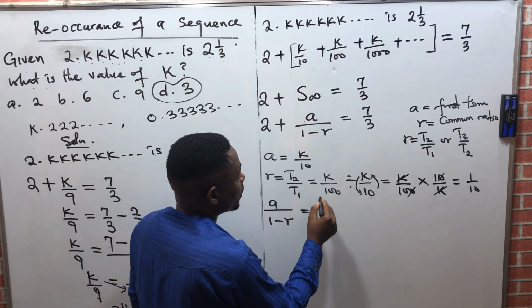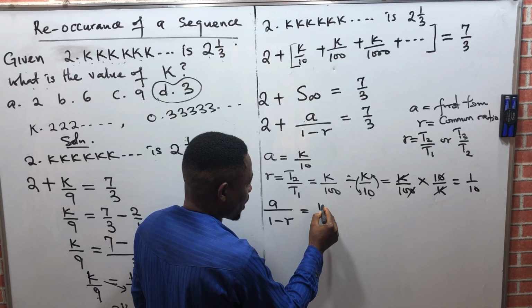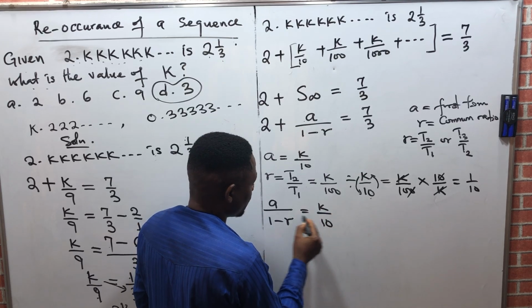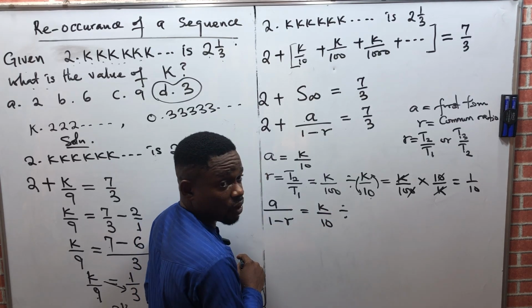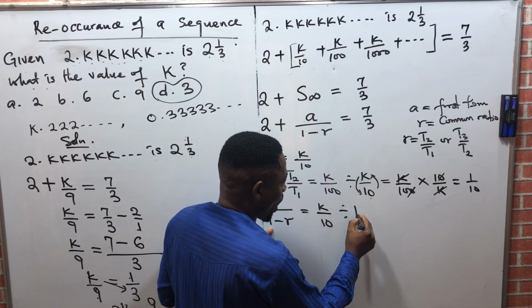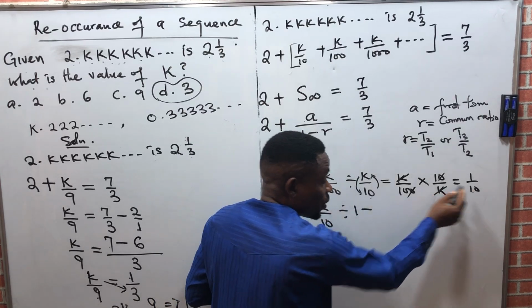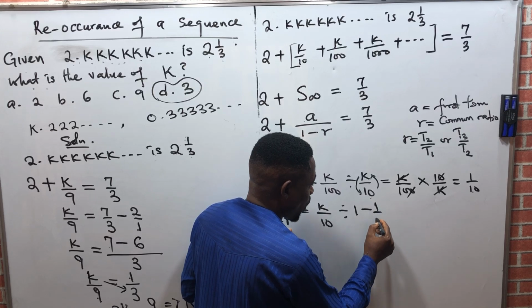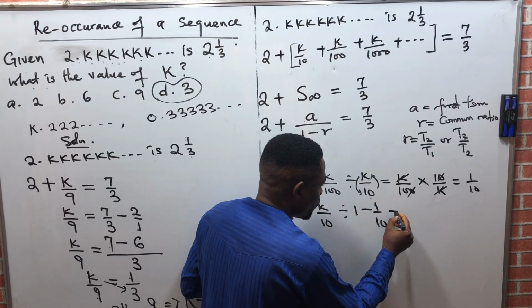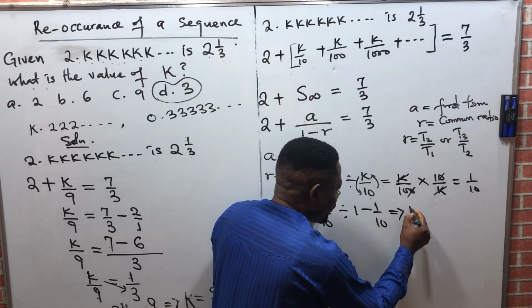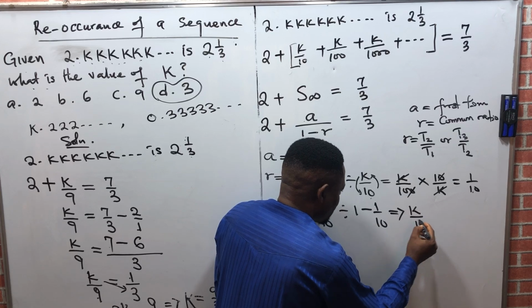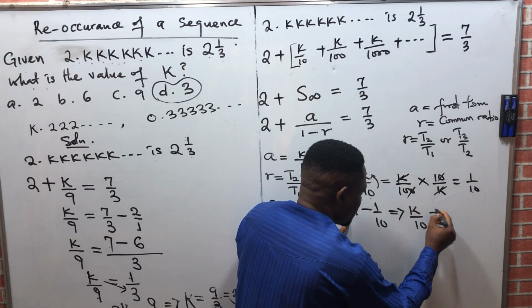The first term is already known. What is it? K all over 10. All over means divide. I have with me here 1 minus the common ratio. The common ratio is already solved, and it is 1 over 10. So if you continue now, I will have here K all over 10. Are you there? Then this is divide.